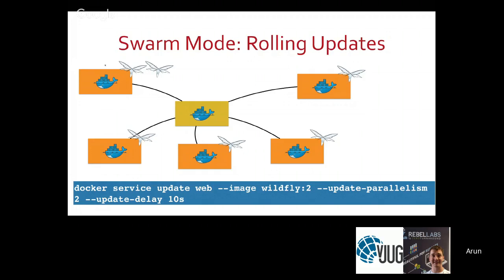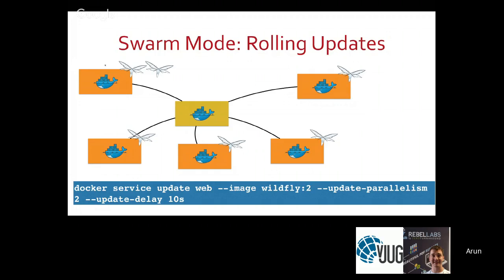Let's take a look at it. How do we do rolling updates with Docker Swarm mode? Okay, so now in this case, I have 6 Wildfly instances running on 5 nodes. In the command at the bottom, I'm saying docker service update web. I'm saying, okay, use the image with Wildfly:2. That's the version number that I'm going to use. So Wildfly:1 was my custom image that I used. So I'm going to use Wildfly:2 in this case.